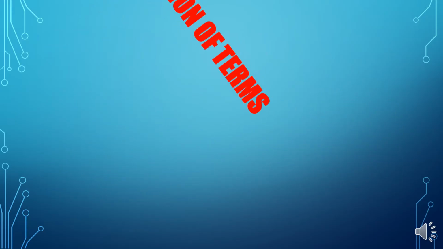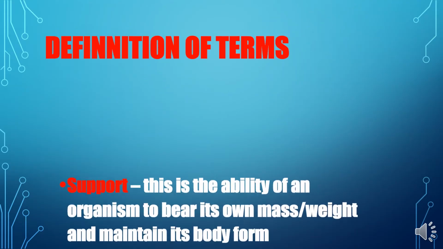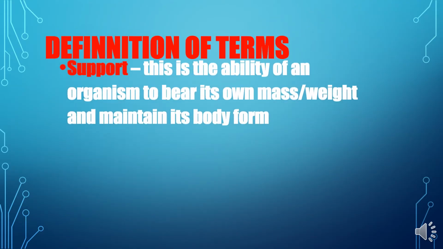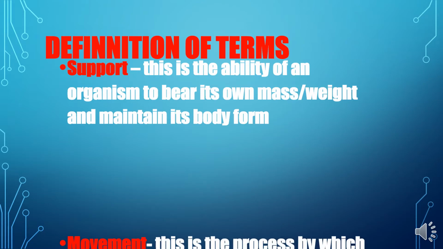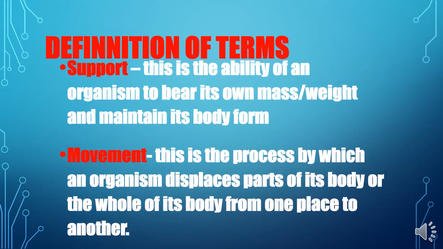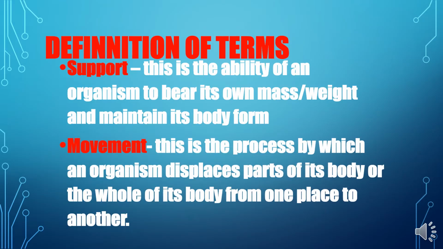Definition of terms. Support: this is the ability of an organism to bear its own mass or weight and maintain its body form. Movement: this is the process by which an organism displaces parts of its body or the whole of its body from one place to another.